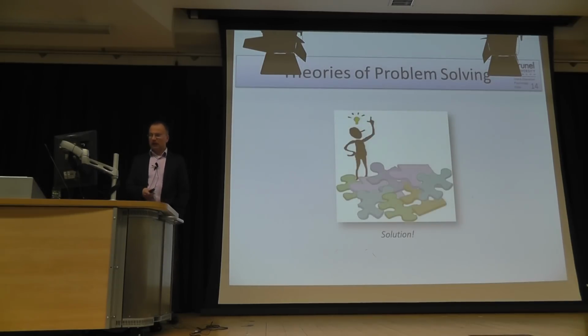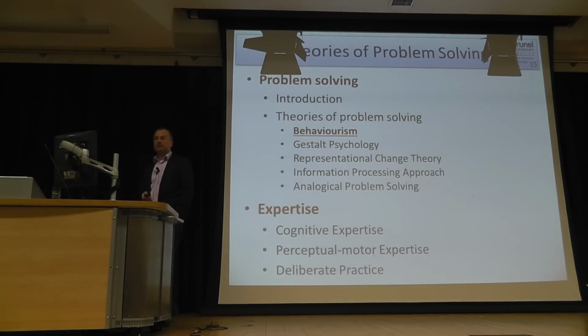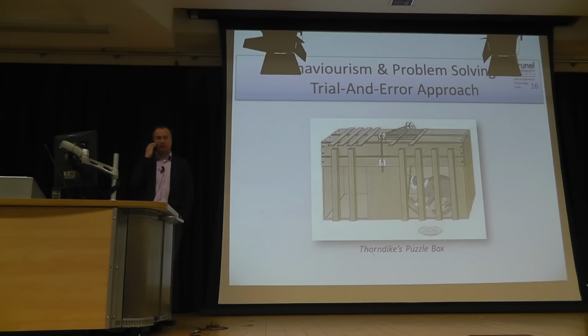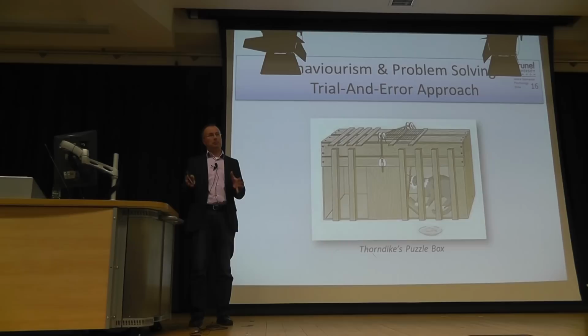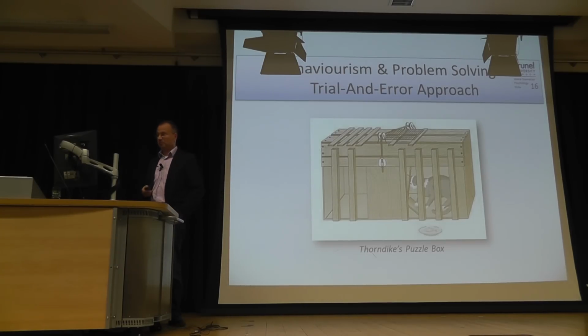Okay, so let's have a look at a couple of theories of problem solving. We will go through five theories, and we start with behaviorism. If you remember, behaviorism started in the late 1890s, early 1900s. The idea was that we are not looking at what happens in our head, in our mind, but we only have the situation, the stimulus, and a response, and everything in between is a black box. That was the behaviorist approach.